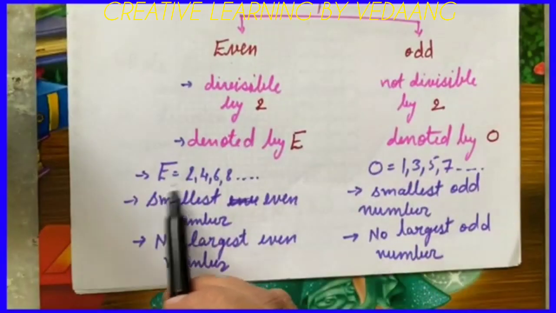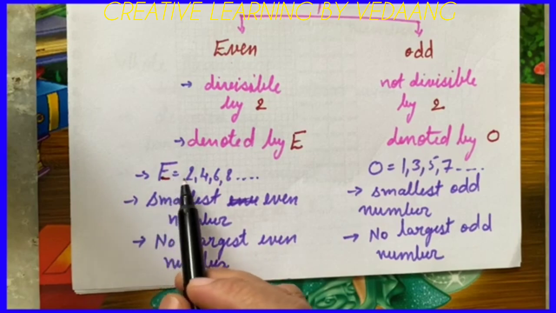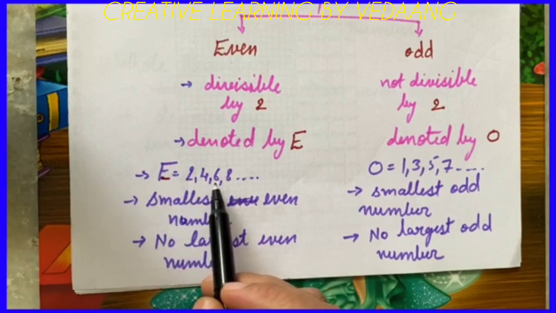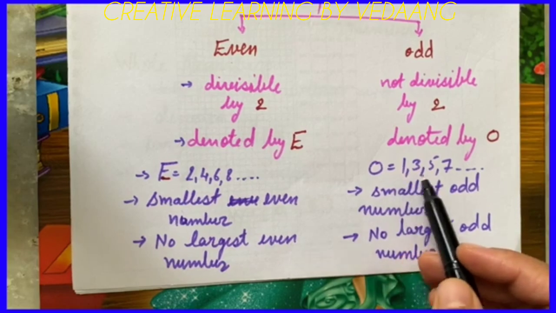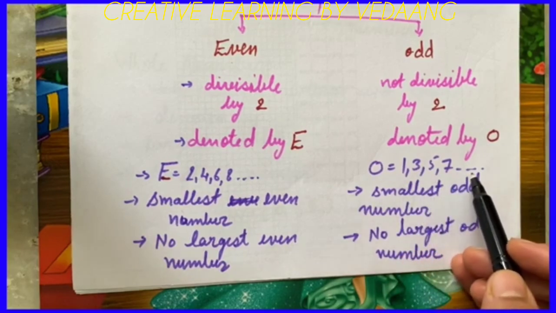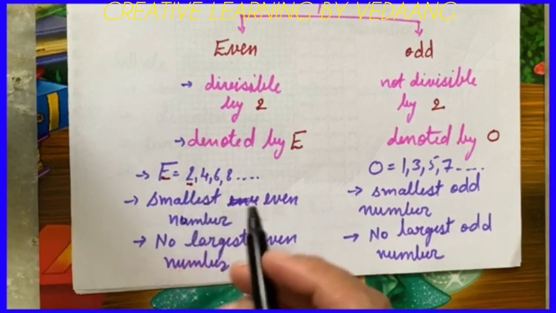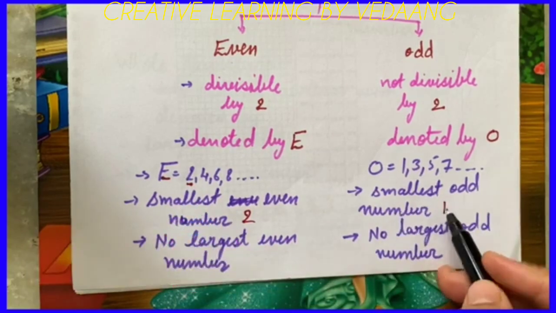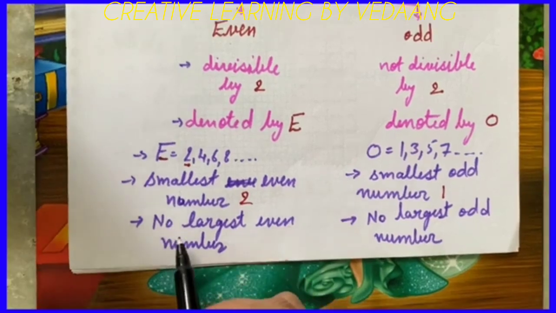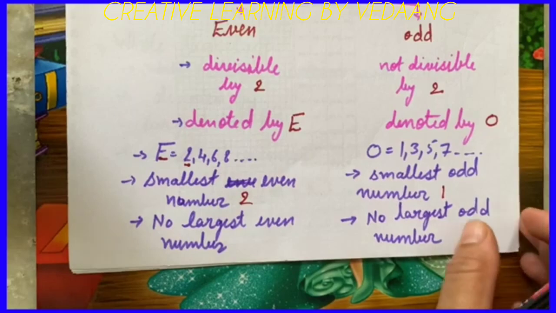Now we can put in form of set. So E, set of even natural numbers, E is 2, 4, 6, 8. All these numbers are divisible by 2. Now here O represents the set of odd natural numbers, that cannot be divisible by 2. Now you can see the smallest even number is 2. So the smallest even number is 2 and the smallest odd number is 1. Now we can say no large even number can be found and no large odd number can be found.